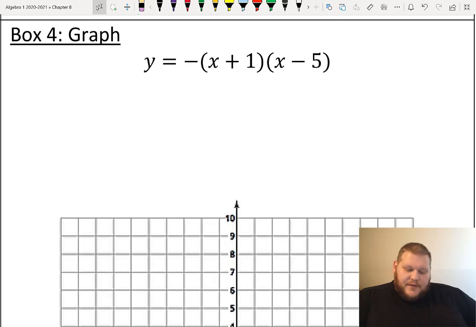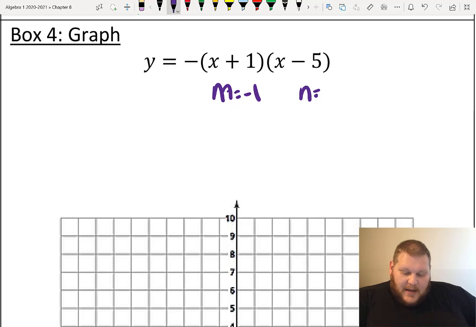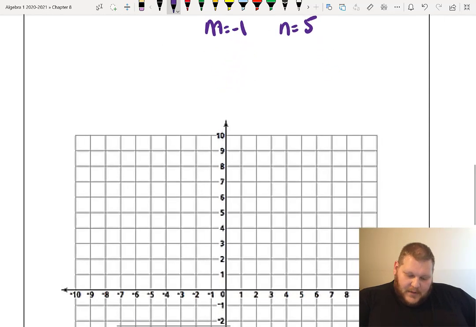So in box 4, we've got negative parenthesis x plus 1, x minus 5. So once again, my m value is a negative now because I see it as plus 1, so it's a negative 1. And then my n, which doesn't really matter which one you call which. It's not important which one is m and which one is n. But those are my 2 x-intercepts, negative 1 and positive 5. So I go ahead and plot those 2 points, negative 1, positive 5.